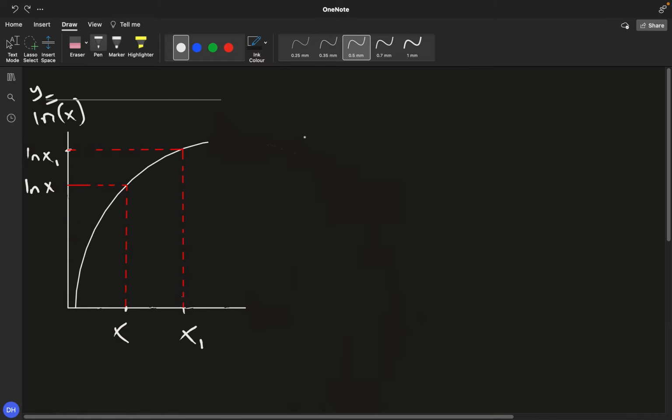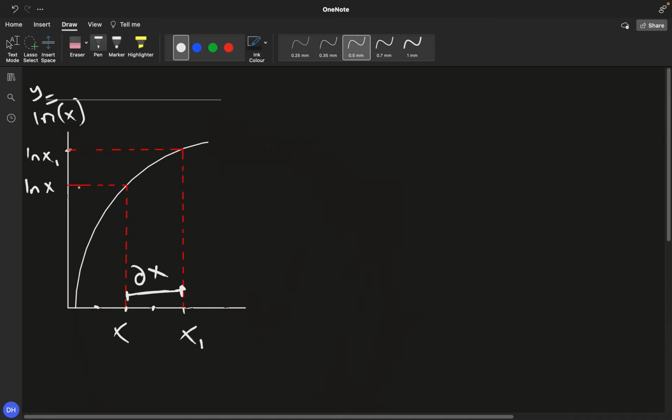So, yeah, right, let's go. I've got a function here which is log of x, and for any x, I've just chosen this arbitrary x here, but for any x, you can add some small change in x, delta x, and you get a new x which we're going to call x1, right?